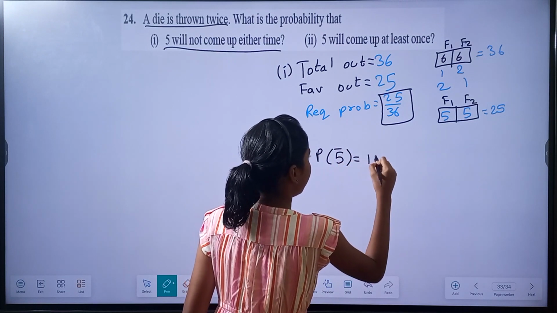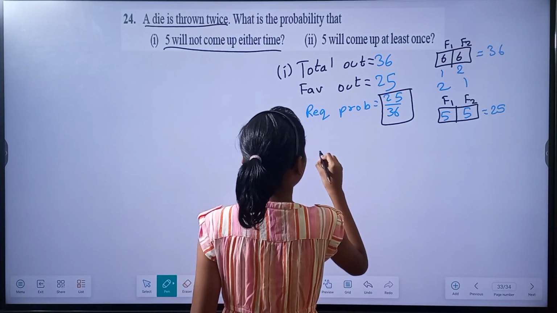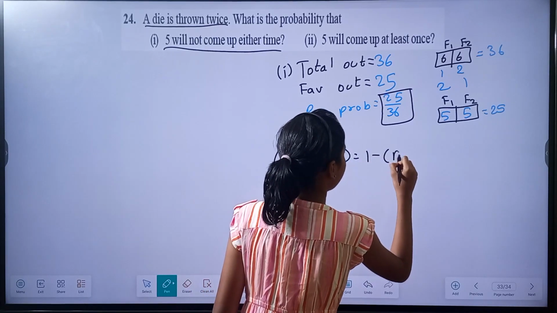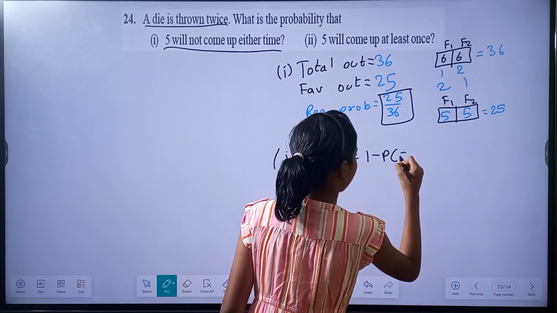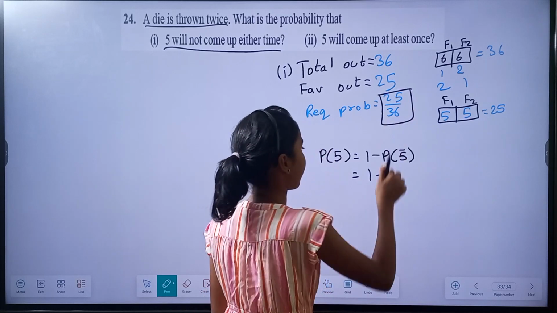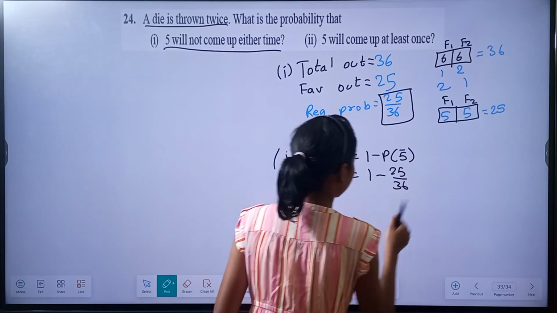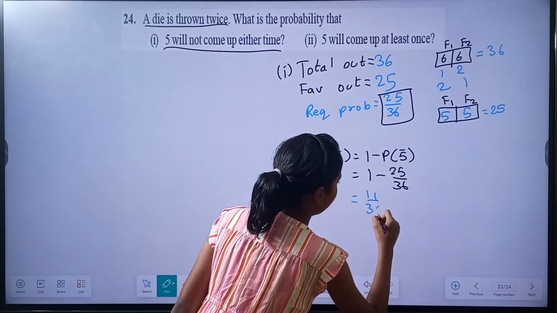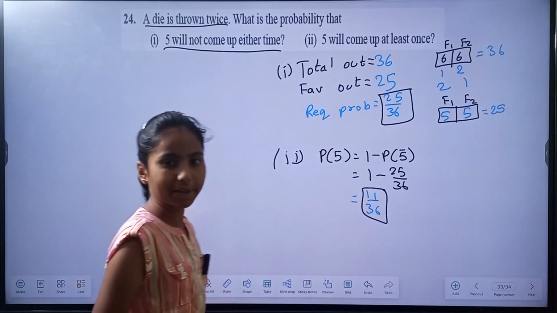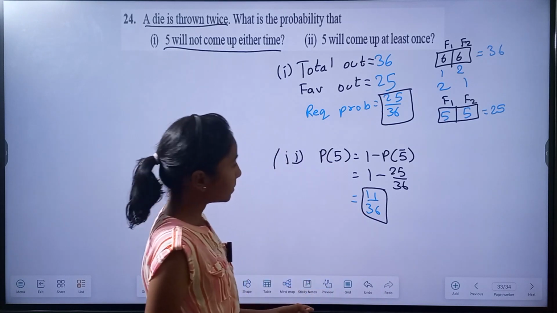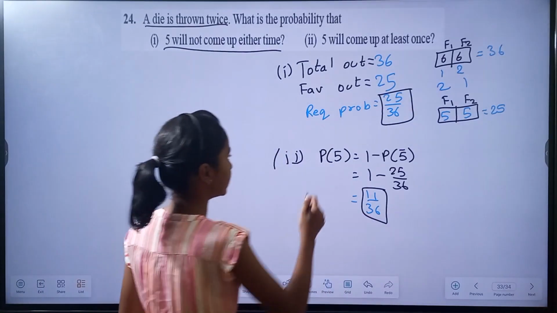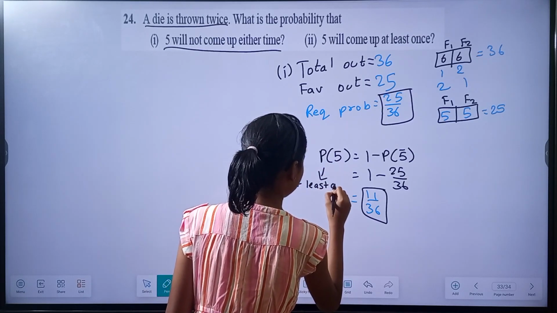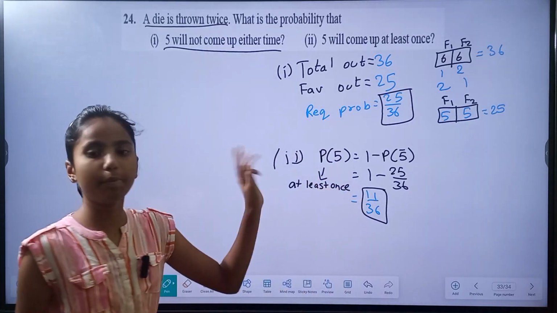So 1 minus, okay, P of getting 5 equal to 1 minus P of not getting 5. P of not getting 5 is 25 by 36, so 1 minus 25 by 36 is equal to 11 by 36. This is P of getting 5 at least once. You have to write it over there. At least once, it can be on first, second, or both.